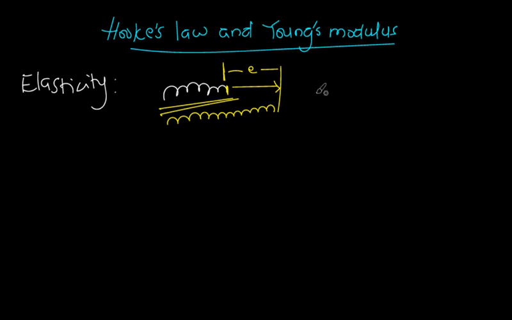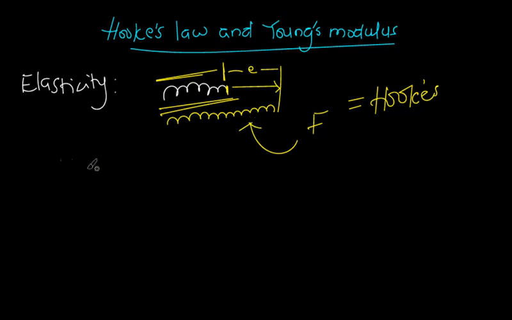Now, the relationship between the force that is applied to cause the extension in an elastic material is described by Hooke's law. Hooke's law explains the relationship between the force and the extension in an elastic material. According to Hooke's law, provided the elastic limit is not exceeded, that is the elastic limit of this spring, for example, then the extension in the elastic material is proportional to the force.